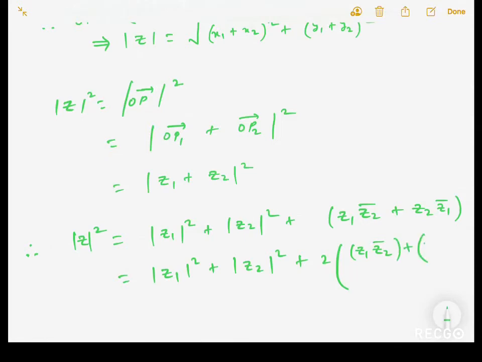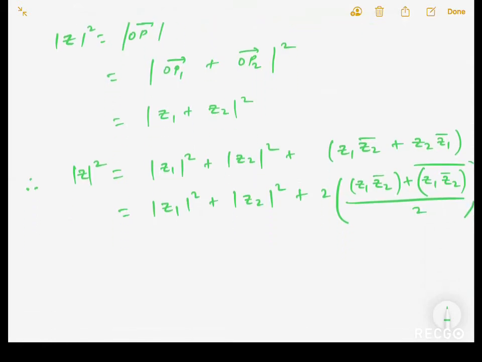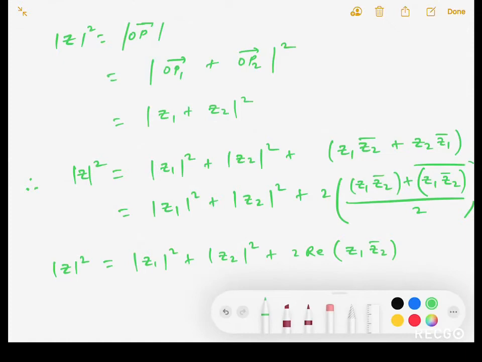Now in the second step I have multiplied and divided. Can I write z2 z1 bar as z1 z2 bar whole bar, right? We can also write it using the properties of conjugate. You can write that z2 z1 bar is the same as the conjugate of z1 z2 bar. So now this becomes real part of z1 z2 bar, because real part of any complex number z is equal to z plus z bar by 2. Now assuming z1 z2 bar as any complex number, you can write it as real part of z1 z2 bar.